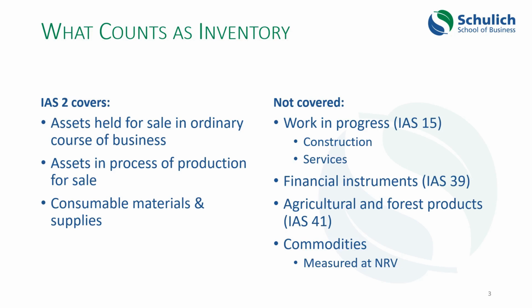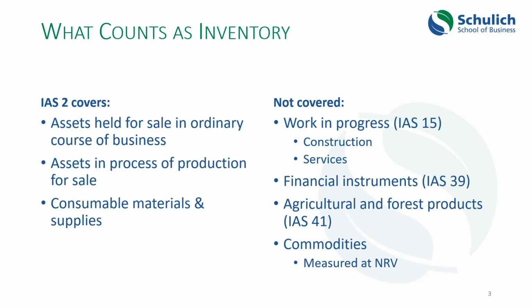IAS 2 also defines inventory to include assets that are in the process of production. So these are partially assembled inventory items. And then the final category would be consumable materials and supplies. So, the raw materials that go into the products, the screws and glue and so forth that are used to assemble those products. That's all considered inventory.